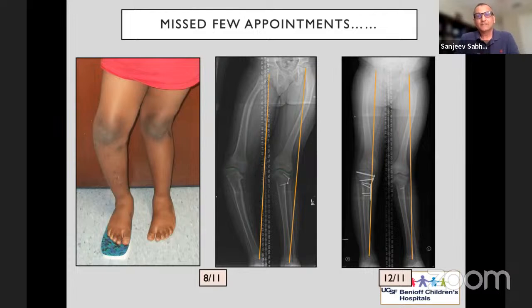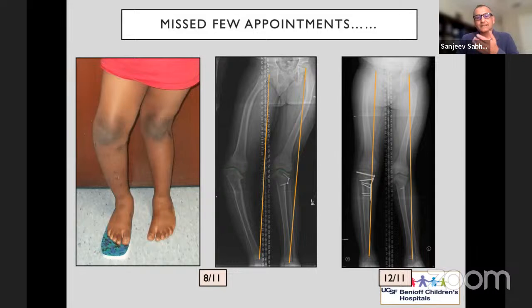So here he is, he missed a few appointments. So now he's got an overcorrected left side. It's gone from varus to valgus. The metaphyseal screw is broken on that left proximal tibia. And on the right, he's got ongoing varus, which is much worse than where he started.